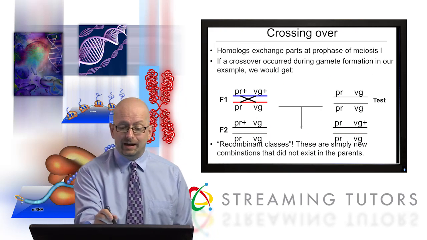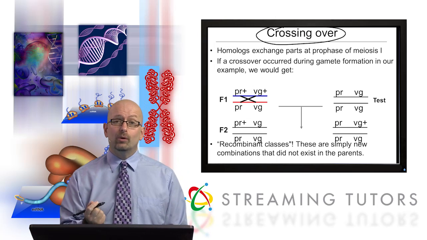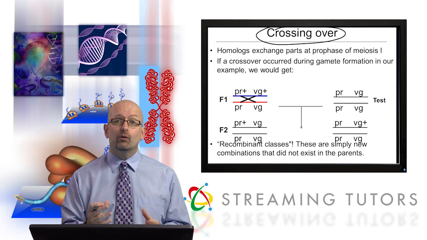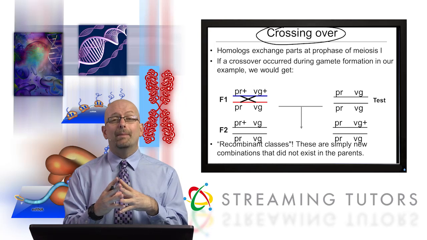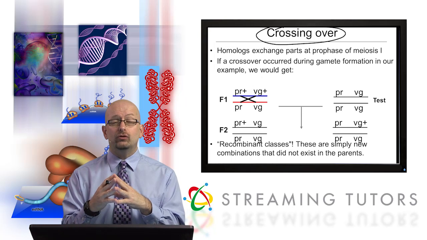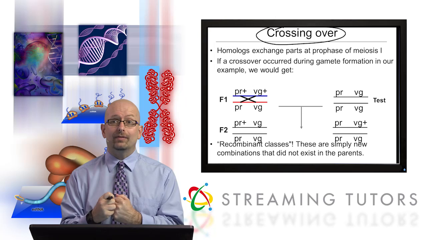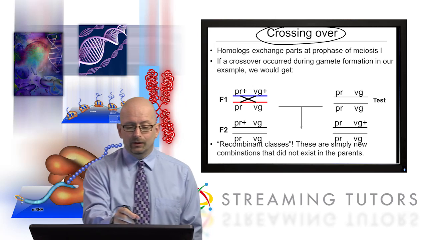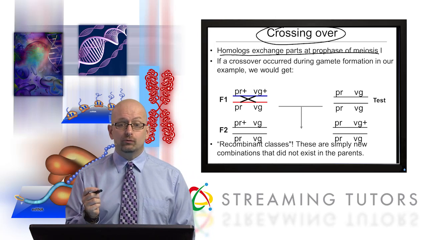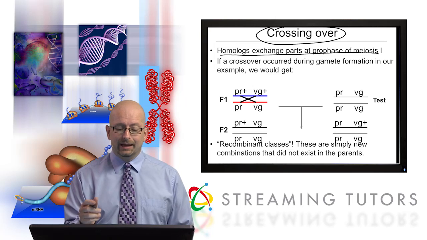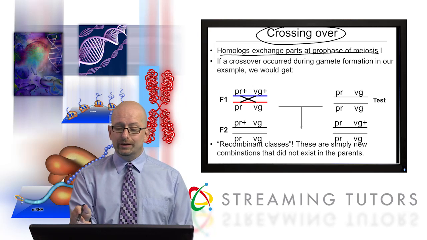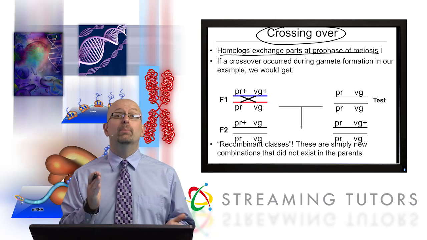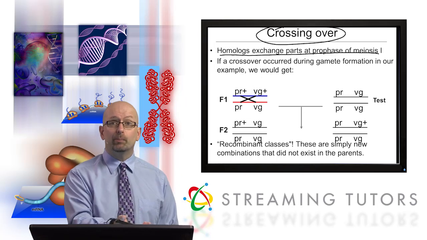Well, it has to do with this phenomenon of crossing over, which is now going to become so important. You may recall that when we were discussing meiosis, we said that during prophase 1 of meiosis, the homologous chromosomes of a pair touch each other and actually exchange segments at that time. That is crossing over. Now we're looking at it in a much deeper way. So remember, homologs do exchange parts at prophase of meiosis 1. And let's look at what would happen if a crossover did occur during gamete formation. And when I say if one occurred, I mean if it occurred between our two genes of interest, purple and vestigial.